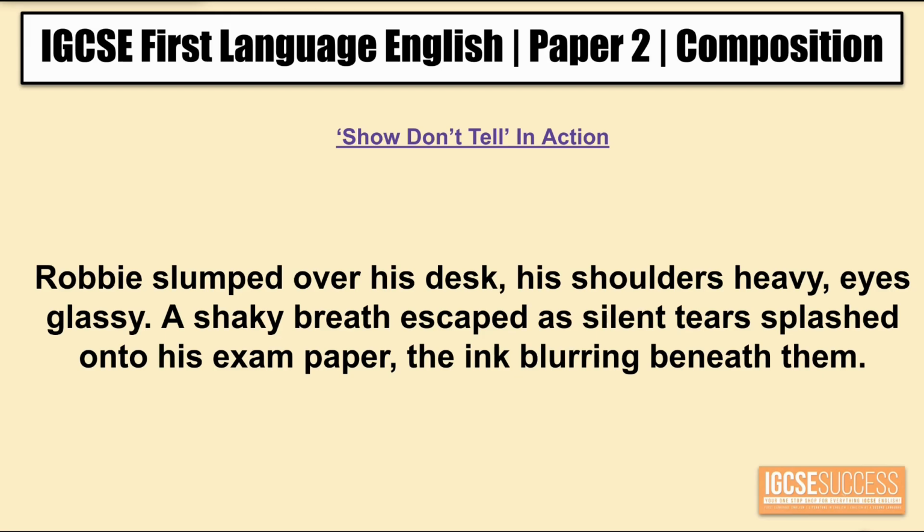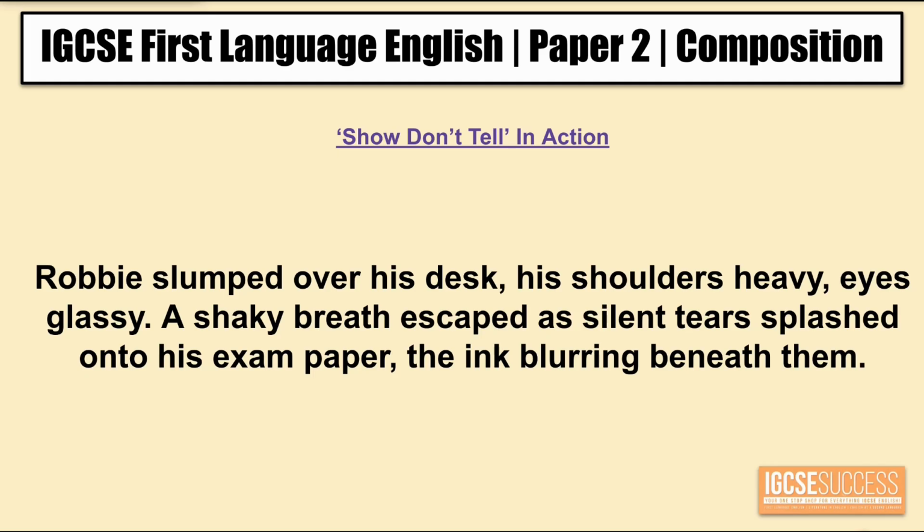Robbie slumped over his desk, his shoulders heavy, eyes glassy. A shaky breath escaped as silent tears splashed onto his exam paper, the ink blurring beneath them. Now, this is a really great example of how to show emotion rather than just tell it. So instead of just saying Robbie was sad, I've used descriptive language and physical actions to convey his emotional state more vividly. So let's just unpick this in a bit more detail.